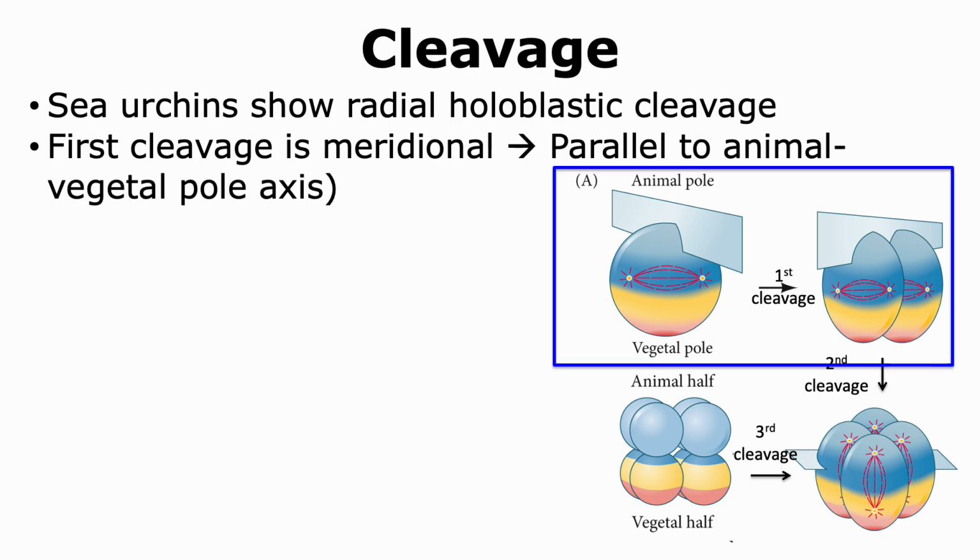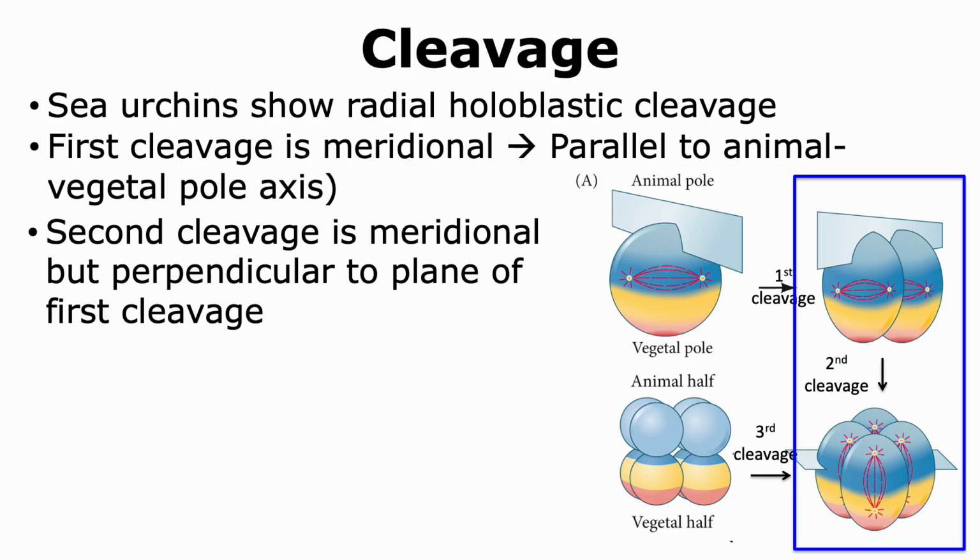This can be observed in the figure in the blue box, where we have the single-cell zygote and the plane of cleavage is shown, and it is parallel to the animal pole that is on the top and the vegetal pole that is at the bottom. So the axis joining the animal and vegetal pole is parallel to the plane of cleavage. So this gives rise to two cells that have all contents of the animal and vegetal pole.